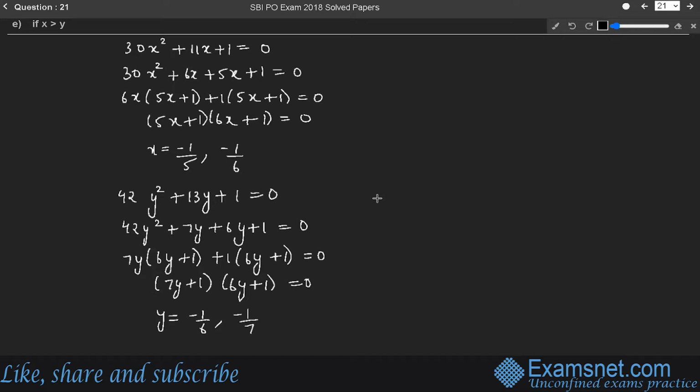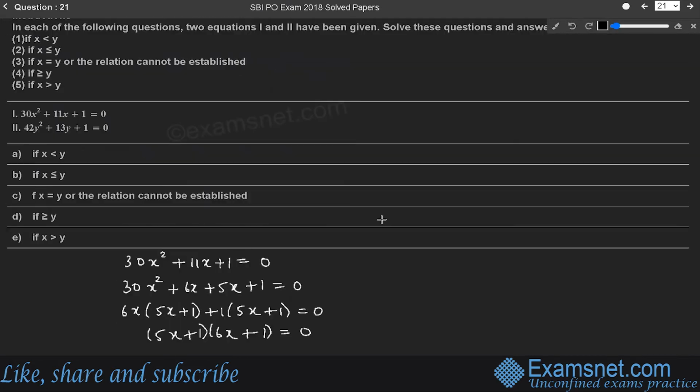It is clear that from the values of x and y, x is less than or equal to y. Therefore, we can say that the relation between x and y is x is less than or equal to y. Hence, the correct option for this question is option number B here.